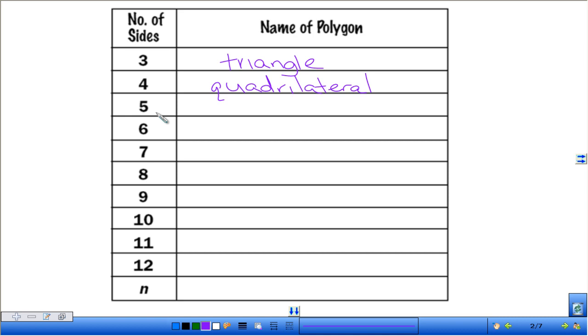A five-sided polygon. William? Pentagon. Just like the building. Six-sided. Johnny? Hexagon. Good. Seven-sided? Anybody? It's a heptagon. Heptagon. Eight-sided. Anthony? Octagon. Nine-sided. Jaime? Good. It's a nonagon.